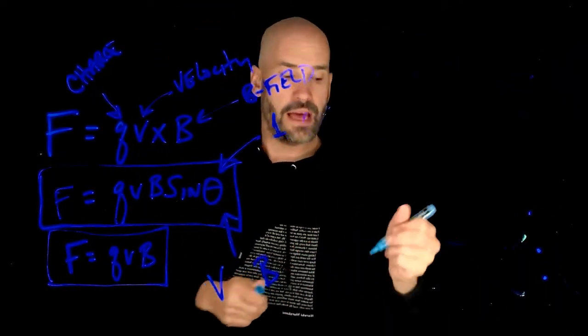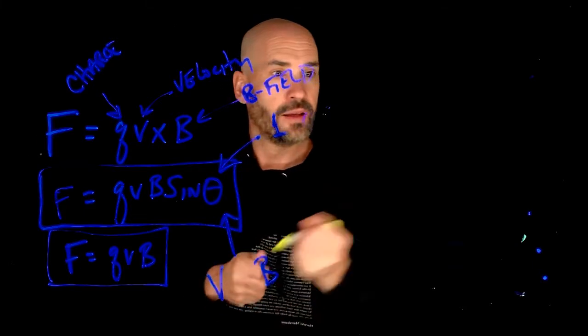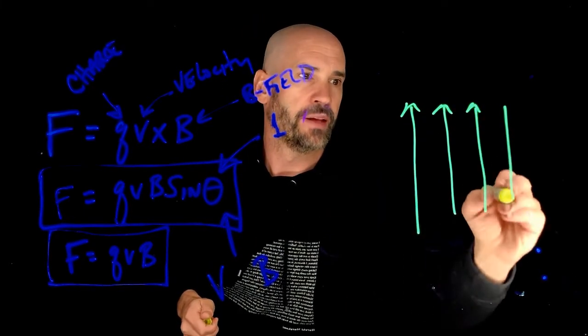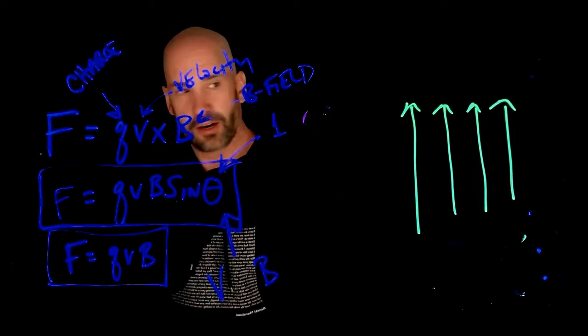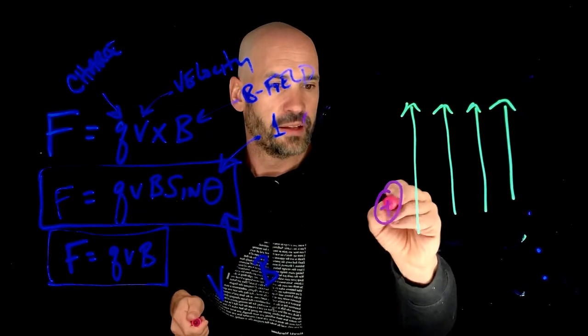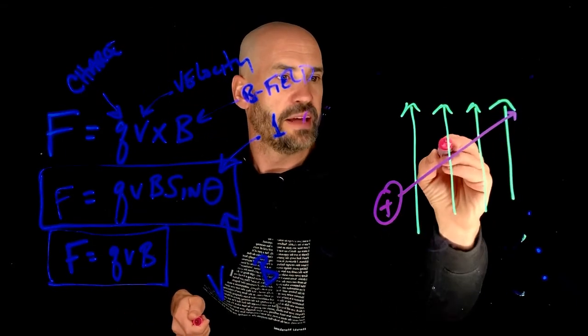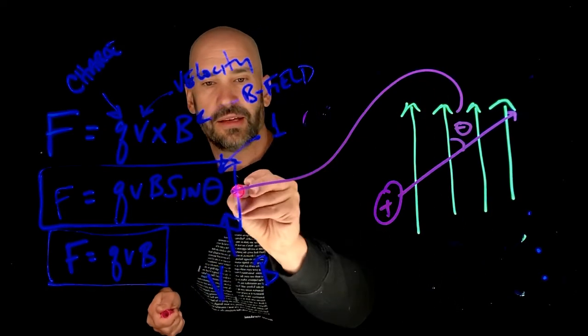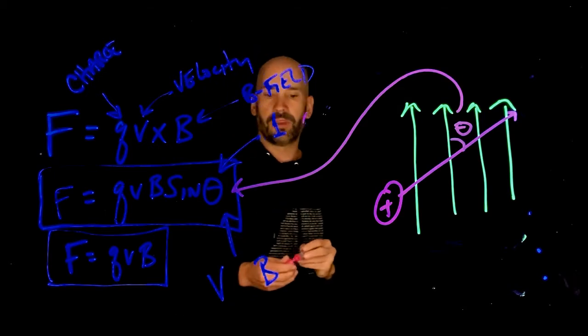But if we have a situation like this, where we have a B field, let's say pointing upwards, and there is a charge, a proton, let's say, that's moving in this direction, then there's this angle between them, and so that angle goes into sine theta here, okay?